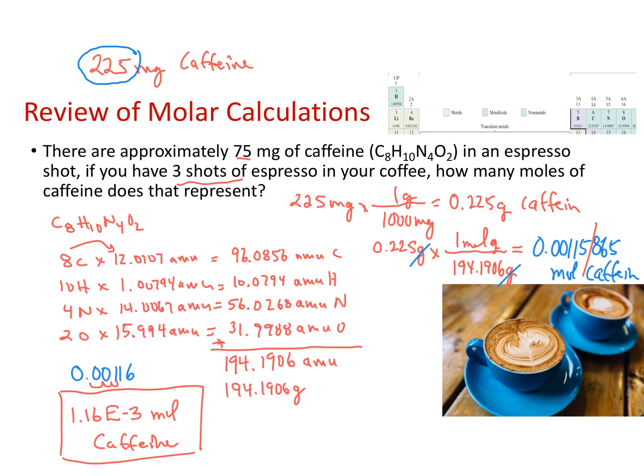So what made this problem different and a little bit more work was that I did not give you the molecular weight, the molar mass of that compound. You had to find that by using the information given on the periodic table of the elements.